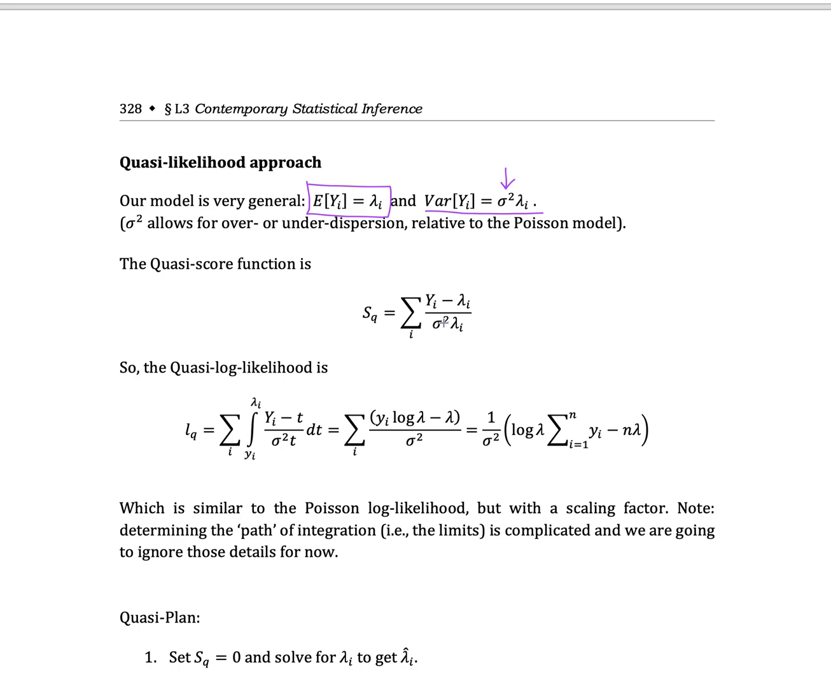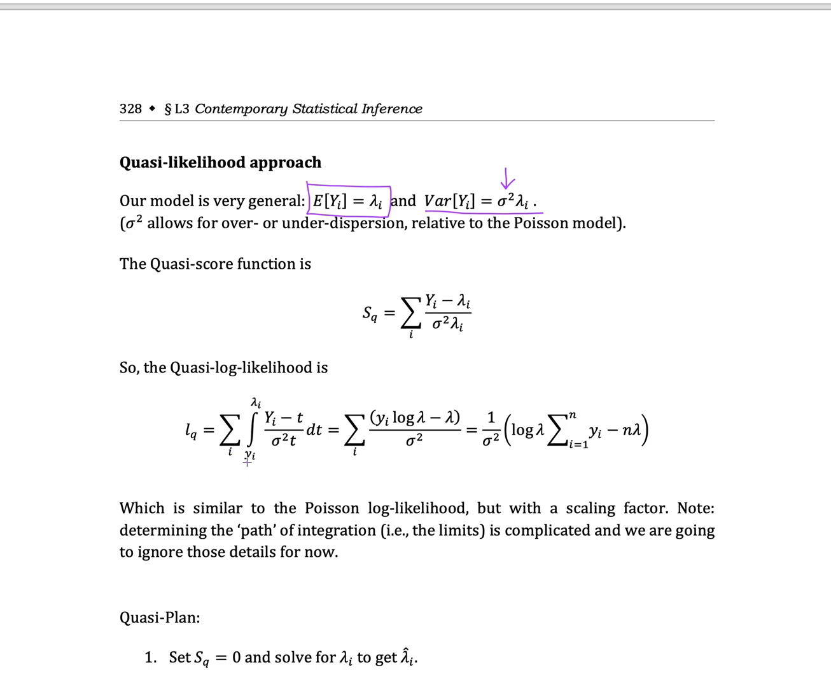And so if I want to get back from the score function to the likelihood, I have to integrate first. So I'm going to integrate, and I'll talk about the limits of the integration in a second. I'm going to integrate over basically lambda here, and I'm going to sum over all my observations.